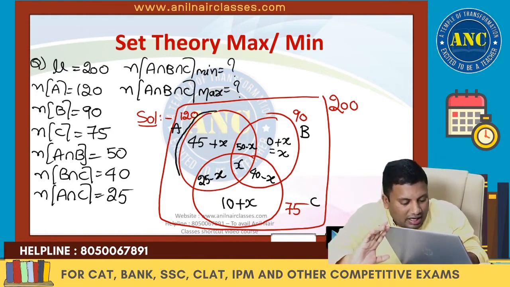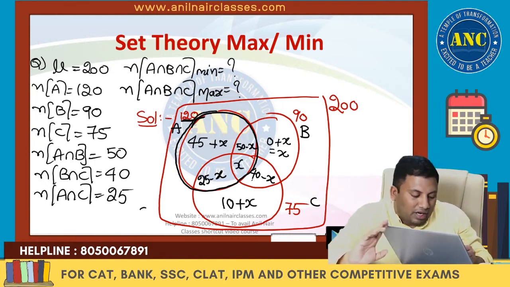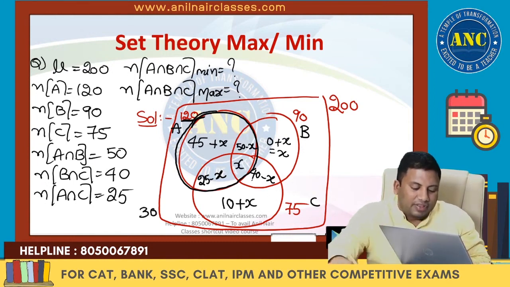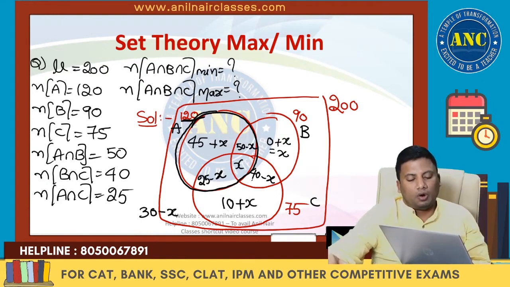This entire value is nothing but 120. These 120 plus 40 is 160. 160 plus 10 is nothing but 170. Out of 200, 170 is there, so 30 is there. There are 2 plus X, so there will be 30 minus X. I hope it is clear.